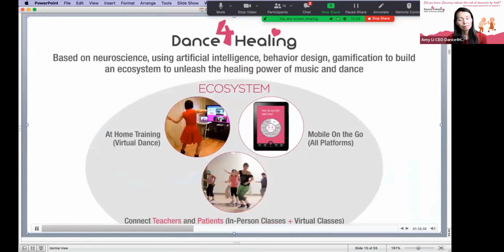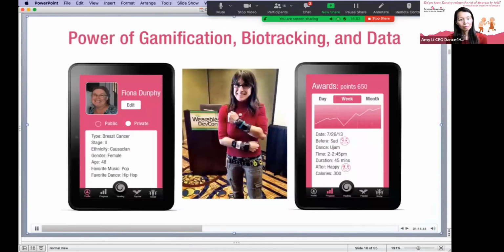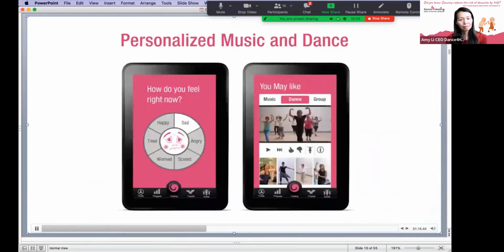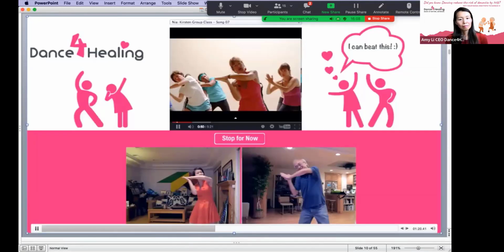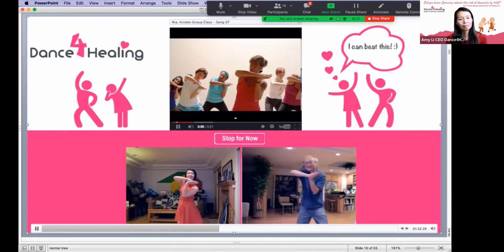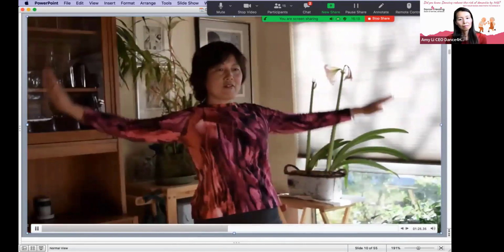Based on neuroscience, Dance for Healing uses AI, behavior design, and gamification to recommend personalized music and dance based on how you feel right now and your health condition over time. It enables them to dance with friends, family, cancer buddies, anyone, anytime, anywhere in the world.